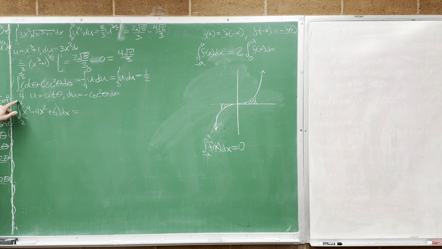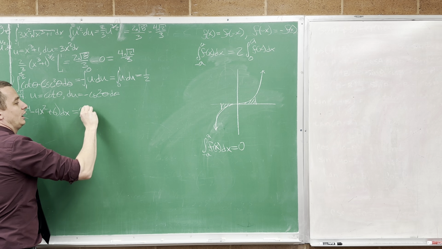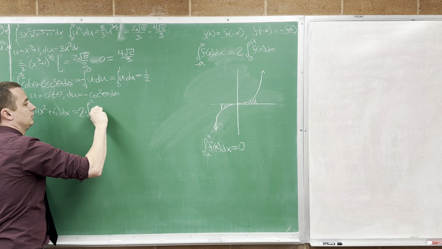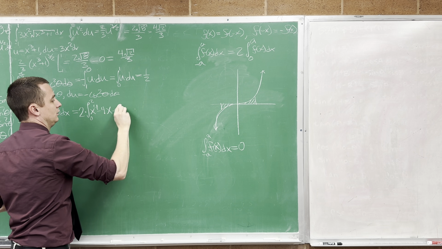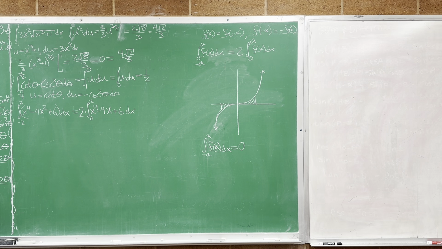Rather than going from negative 2 to 2, what can our bounds be? 0 to 2. Right, we'll just do 2 times the integral from 0 to 2 of whatever this thing is. Am I making sense? Right? Yep. And now let's evaluate that integral.